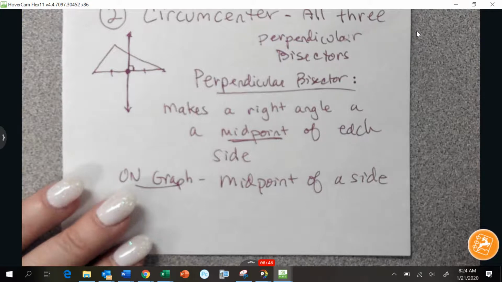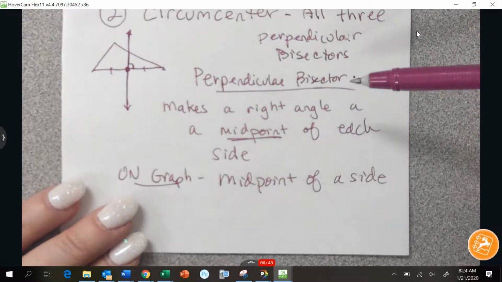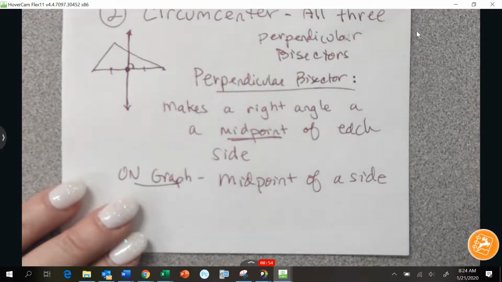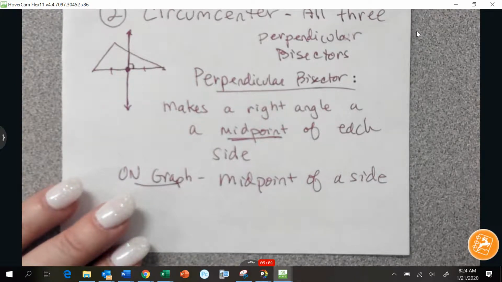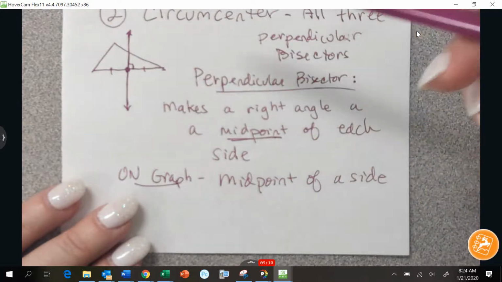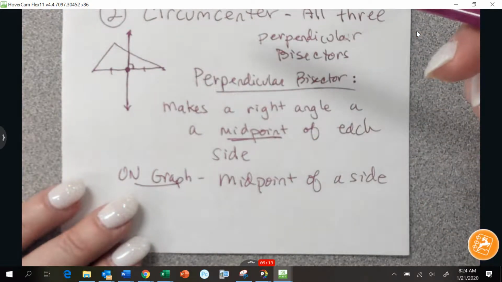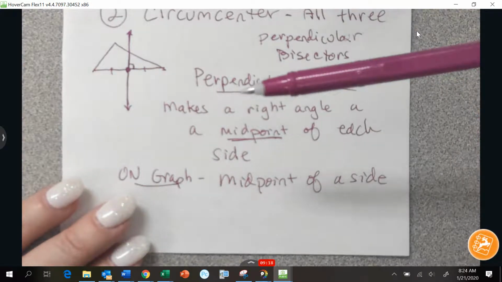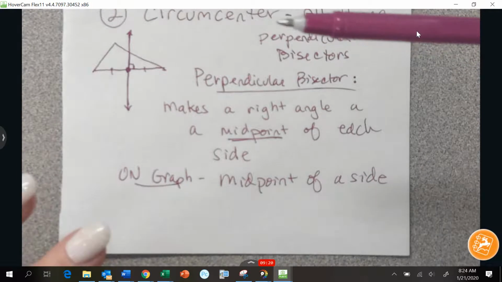John, can you tell me about the perpendicular bisector? I know it goes through the midpoint, but how do I make it 90 degrees? What information do I need? Now the altitude would connect through the opposite vertex. This doesn't necessarily do that. Every single time we did these, guys, what makes 90 degrees on the coordinate plane?